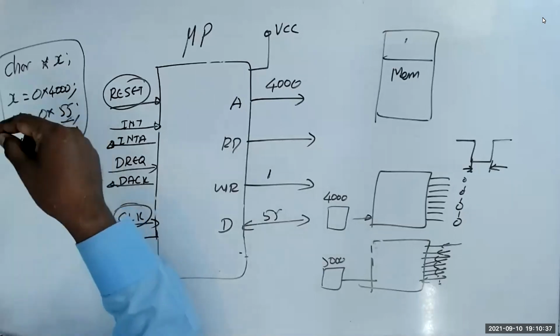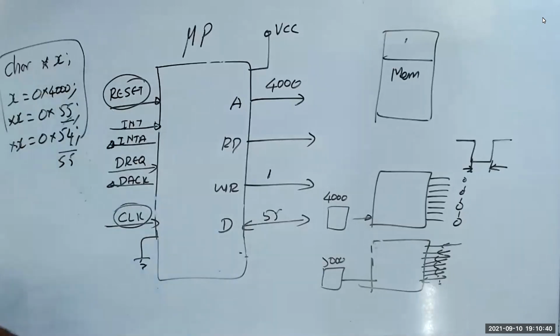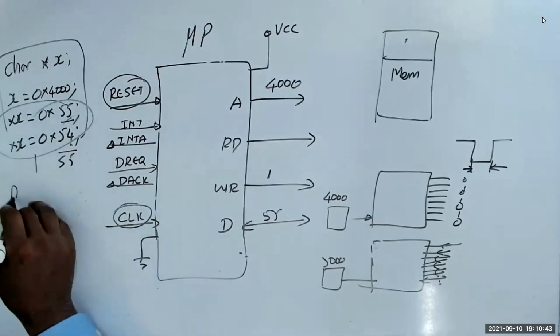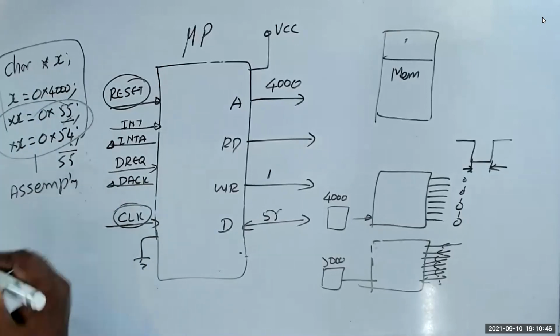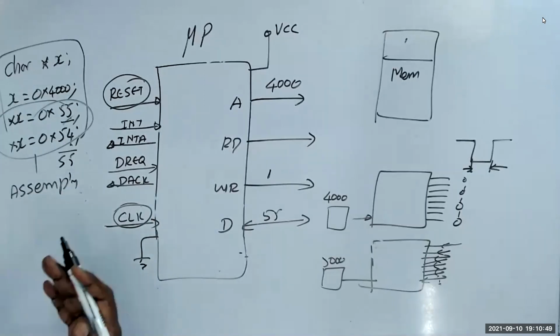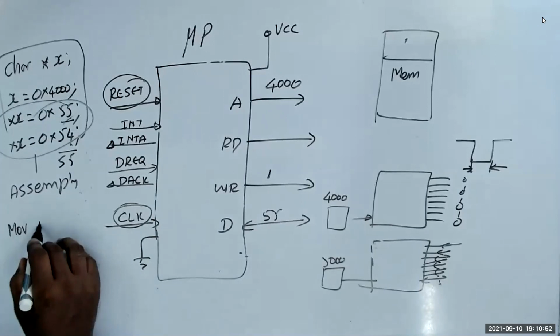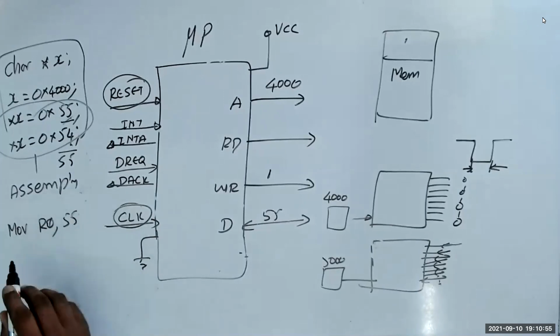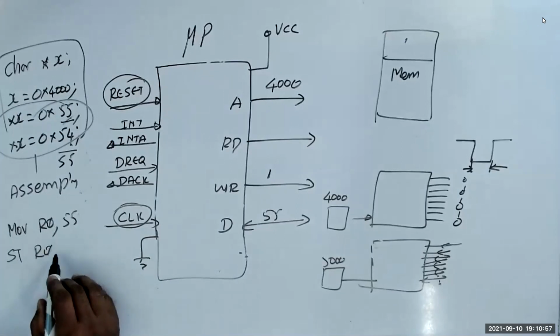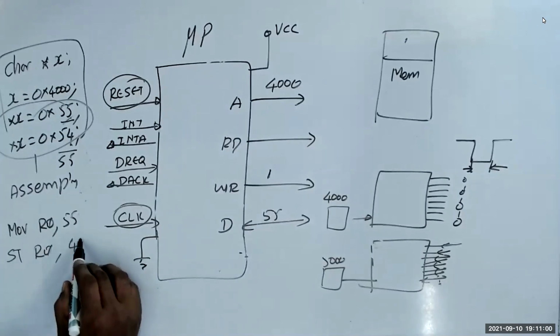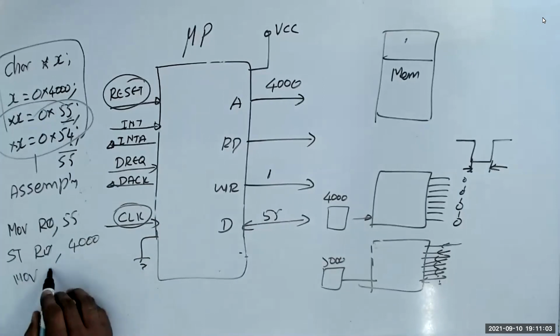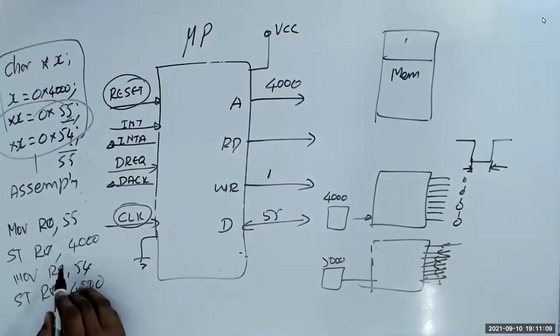If you would like to minimize that more than this, then you have to write this code in assembly. I say move R0, 55. Store R0, 4000. Move R0, 54. Store R0, 4000. See that, first I'm putting 55, then I'm writing 54. This is the fastest you can do that. You cannot do more than that, but still it can be improved.